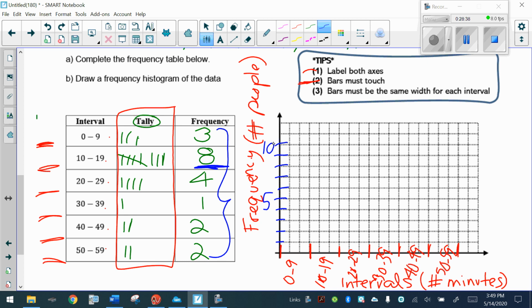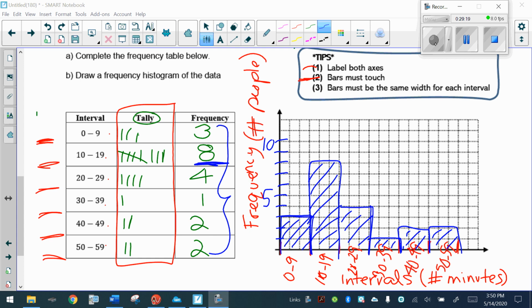The first bar is 3 people high. So here's my first bar. My second bar is 8 people high. Yes, you could use a ruler, make it look beautiful if you wanted. The next one is 4. The next one is 1. And then we have a 2 and a 2. And it's not required, but I love shading them in like this. So feel free. All right, and there you have it.